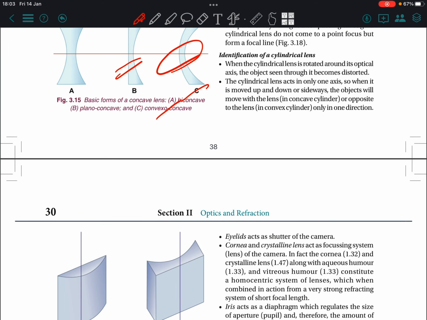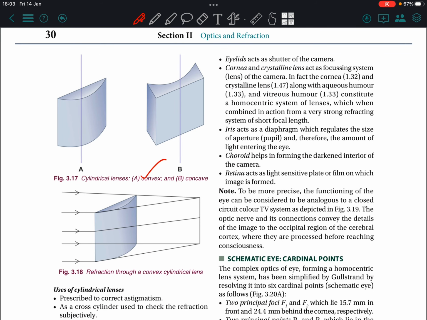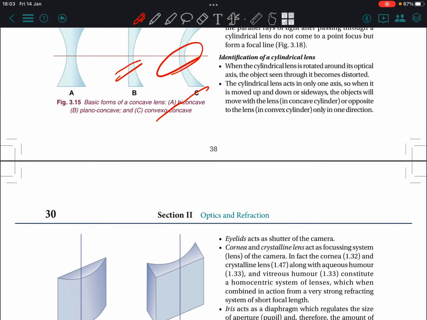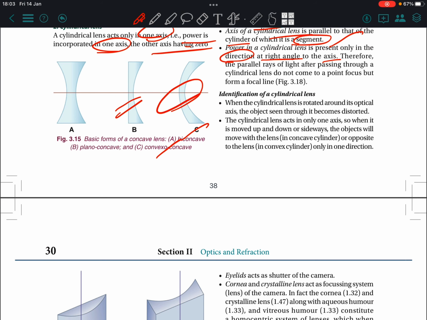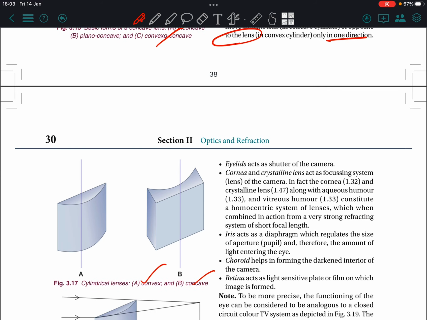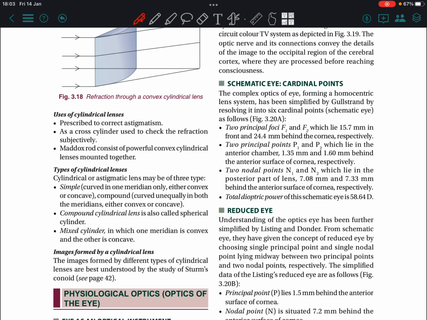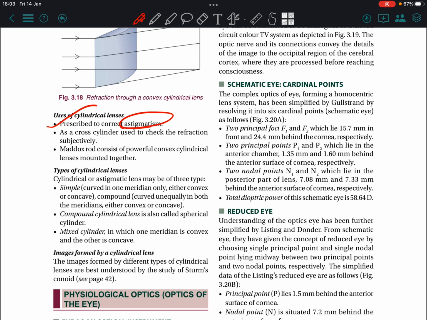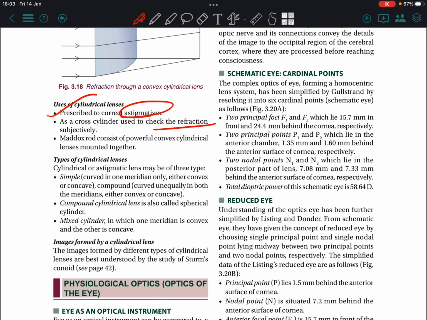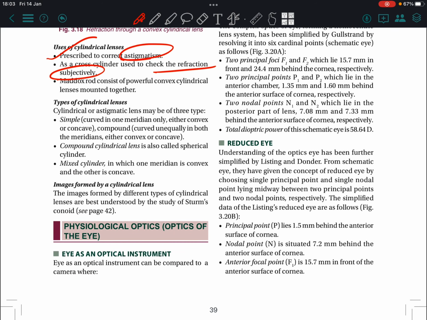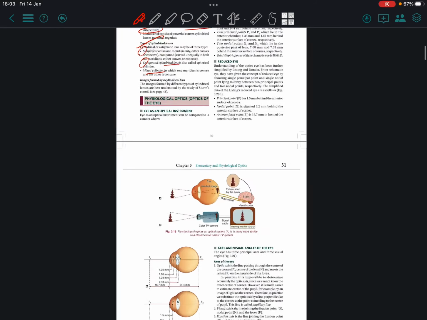Identification of cylindrical lens. This is a cylindrical lens, convex and concave. The object moves opposite to the lens only in one direction, which is the identification. Use of cylindrical lens: prescribed in astigmatism, and as a cross cylinder used to check refraction subjectively. Maddox rod consists of powerful convex cylindrical lenses. Types of cylindrical lenses: simple cylindrical lens, compound cylindrical lens, and mixed cylindrical lens.